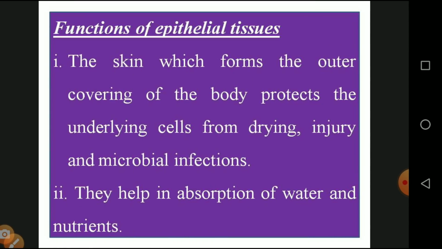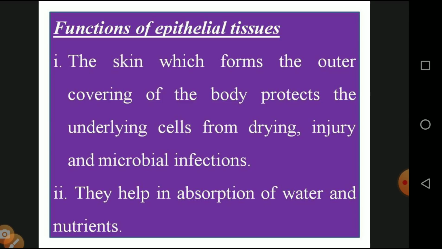And the functions of epithelial cells are a 4 mark or 5 mark question. The skin, which forms the outer covering of the body, protects the underlying cells from drying, injury, and microbial infection.